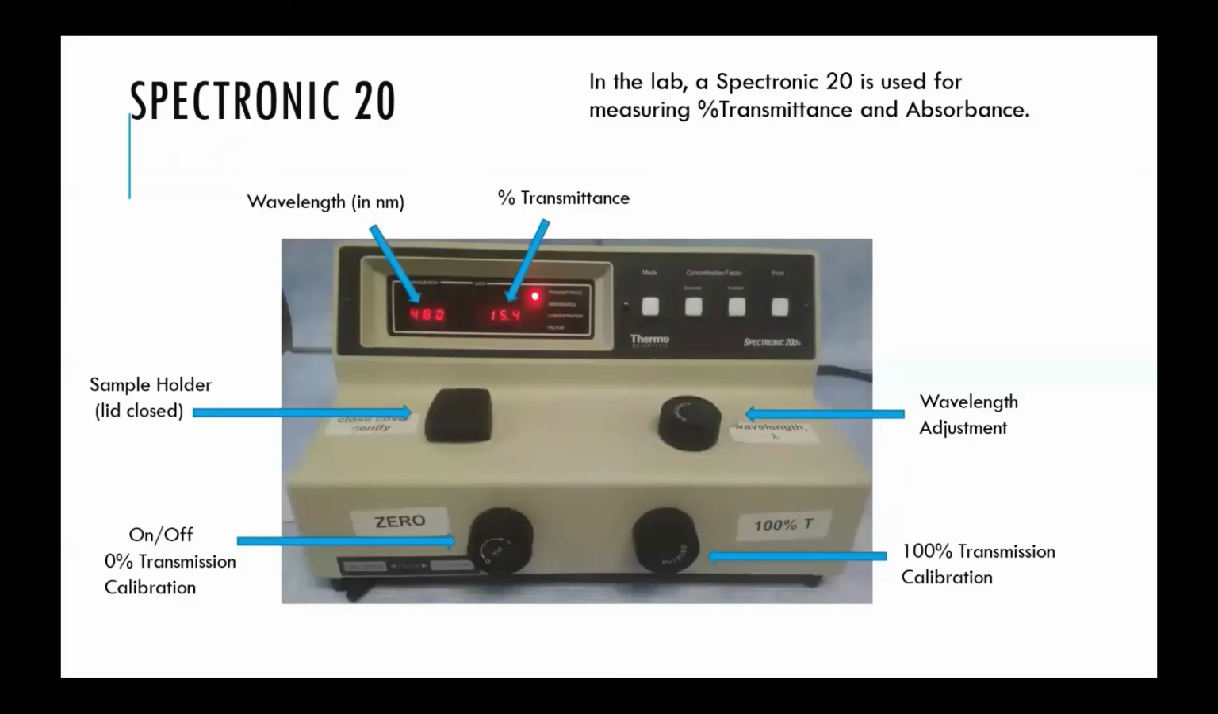Once you have the solutions prepared, you're going to be measuring the absorbance and transmittance of them using a Spectronic 20. And this is the instrument that would be in the lab room. So you can see here the different parts of the Spectronic 20, the different readouts of both the wavelength, percent transmittance, the sample holder where you will place the different samples, the adjustment for wavelength, and then the on-off switch, which is the left-hand knob, and the left and right front knobs are also used for the calibration procedure.